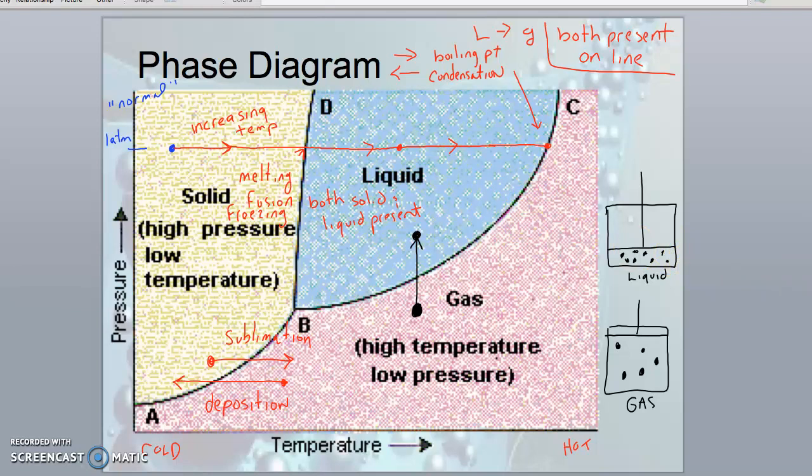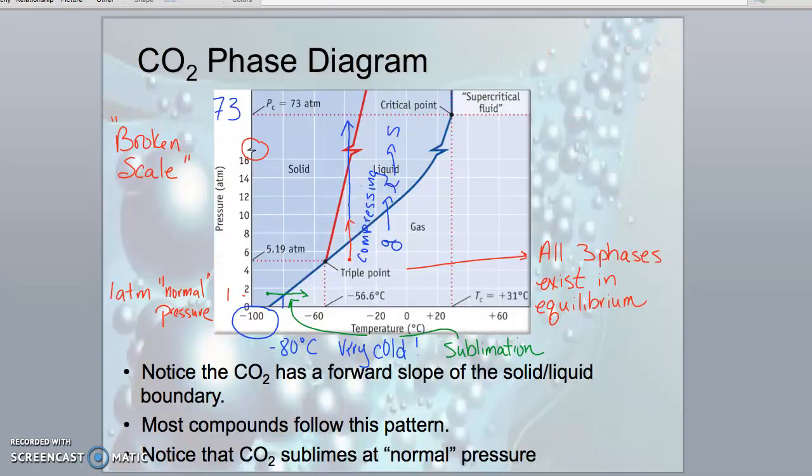There's a lot of other stuff going on, so let's dig into this a little bit deeper. This is a phase diagram for CO2. Again, right away, I try to find the normal pressure. In this case, the pressure's in atmospheres, so normal pressure is 1 atmosphere, and you can see that's way down low on the scale. At 1 atmosphere, this material, CO2, goes from solid directly to gas. It doesn't go through a liquid state. That's called sublimation.